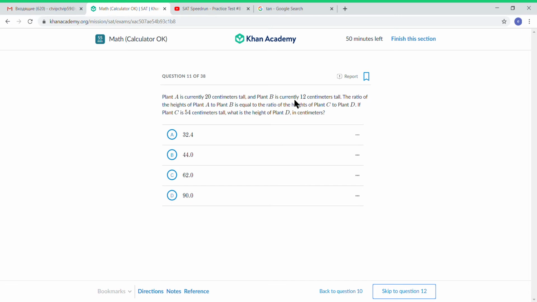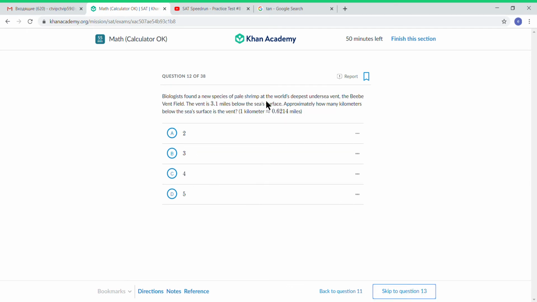Plant A currently is 20 centimeters tall, plant B is 12 centimeters tall. The ratio of height A to B is... okay. So A is taller than B, and that's a 5 over 4, right? No. That's a 5 over 3. 5 over 3, wow, that number is nasty. Well, 5 over 3, of course, obviously.